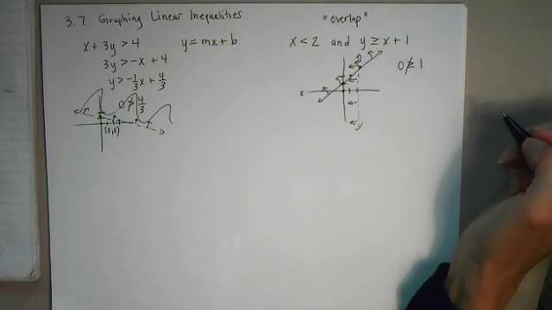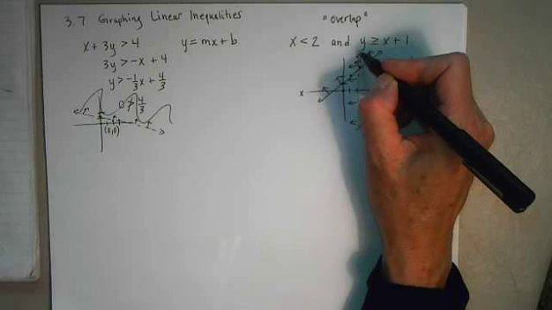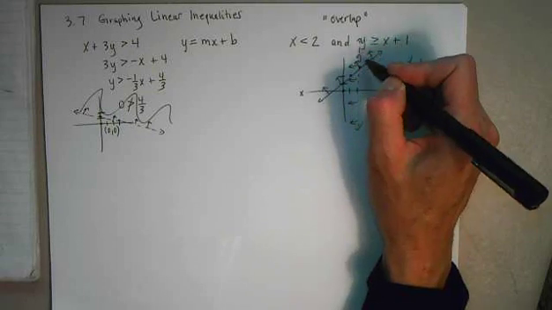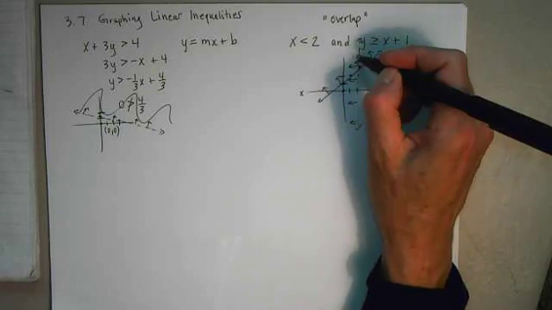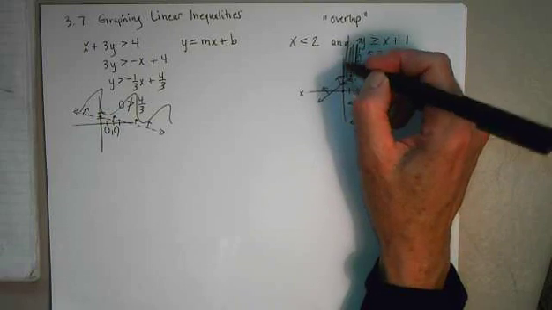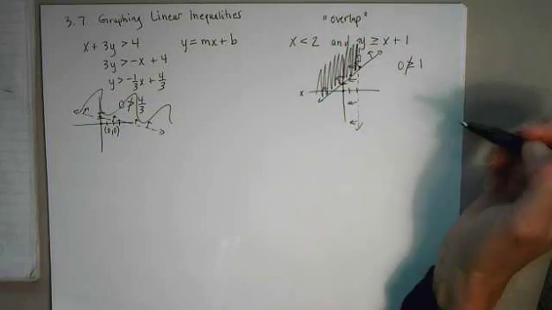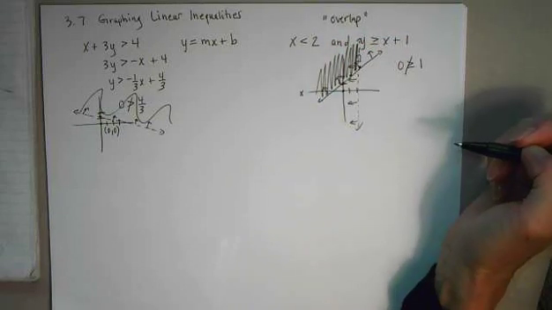Now look at your arrows and see if you can see where they overlap. This line keeps going right here, and so right here they don't overlap. They just overlap right here. And so that is the solution to that equation.